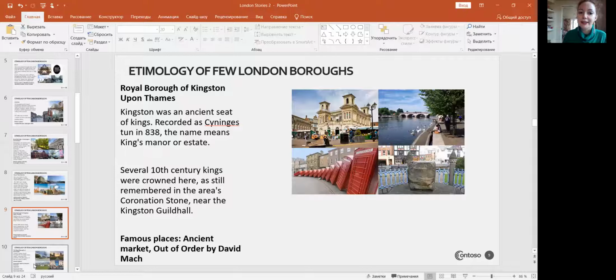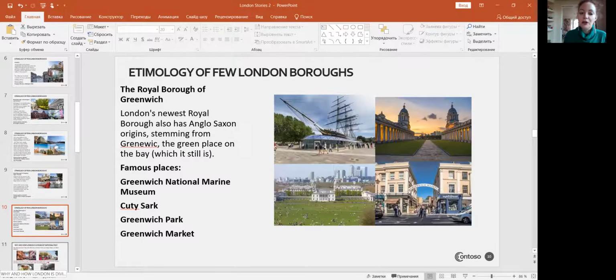Royal Borough of Kingston upon Thames. Kingston was an ancient seat of kings, recorded as Cyninges tun in 838. The name means king's manor or estate. Several Saxon kings were crowned here, as still remembered in the area's coronation stone near the Kingston Guildhall. Famous places here: the Ancient Market, a very beautiful one, you can see on the left-hand side here, and Out of Order by David Mach. This is an installation of old telephone cabins on the left-hand side, in the lower level as well.